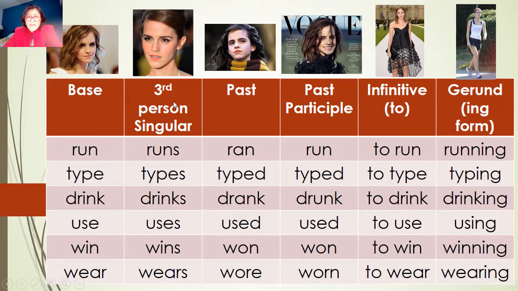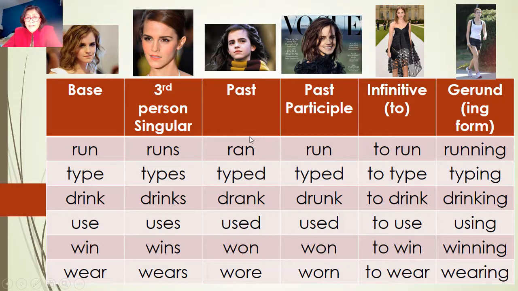And then the third person singular. This is important because it's the third person singular. This is used in the present simple, but we're not going to worry about that right now. The important thing is that the third person singular has an S: runs, types, drinks, uses, wins, and wears. So whenever you see the verb with an S there, that's a third person singular.